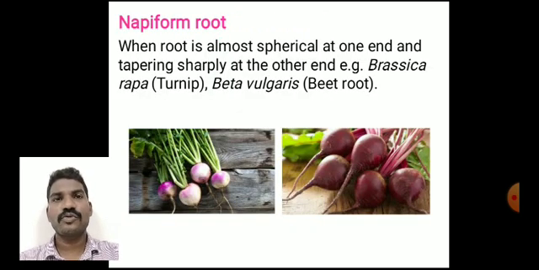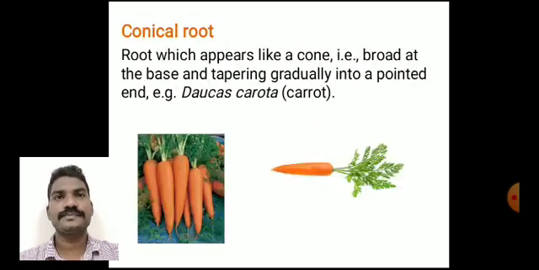And next one is napiform root. In this type, the root is almost spherical at one end, and the other end is tapering sharply. We can see the napiform root in Brassica rapa and Beta vulgaris, that is turnip and beetroot. And third one is conical root. It is a cone shaped root, mostly found in the carrot, that is Daucus carota. The root looks like a cone, broad at one end, and the other end is gradually tapering.